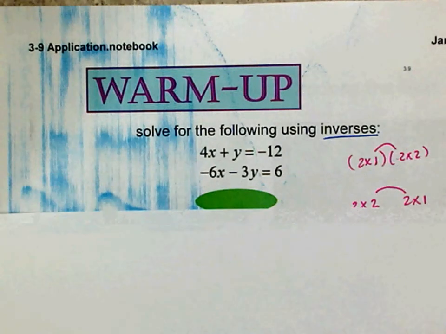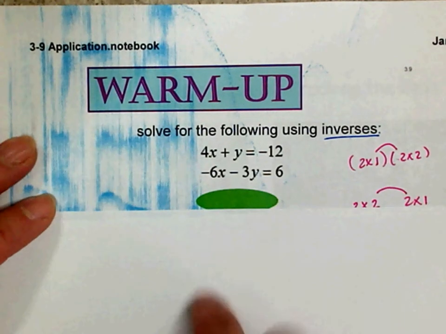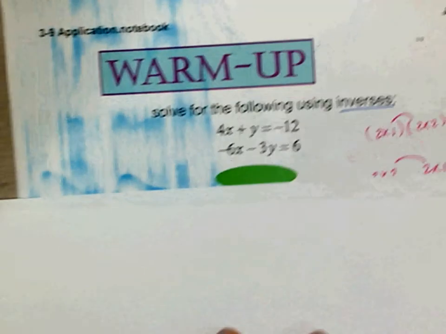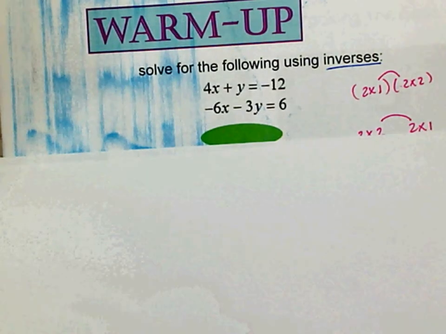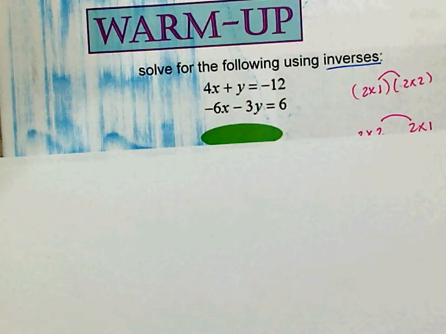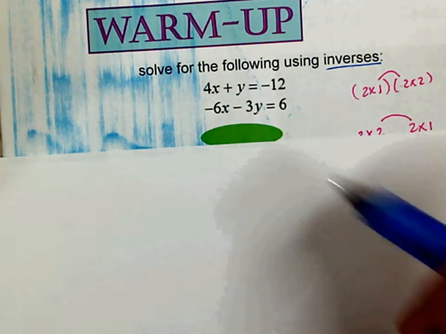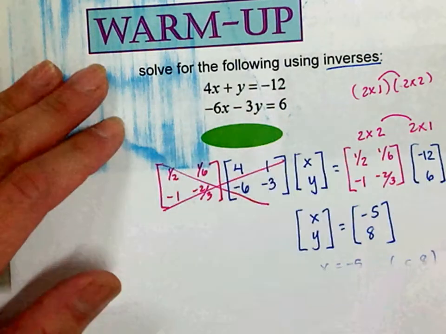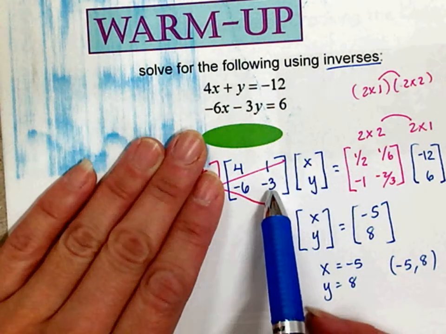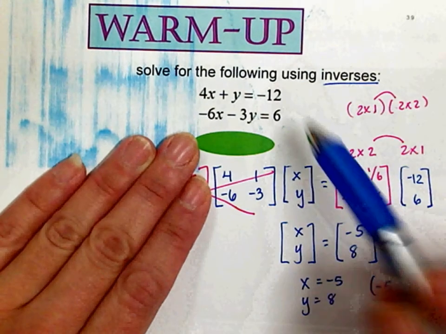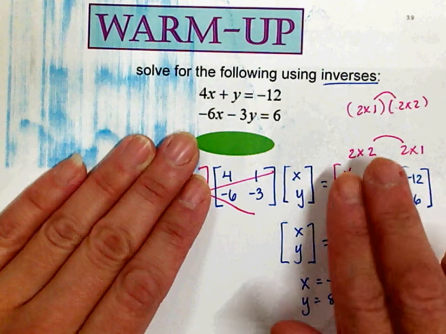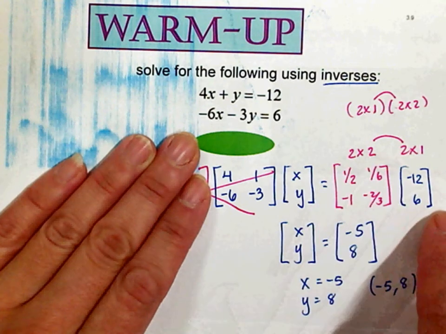Wanted to talk to you a little bit about the warm-up for today. This is solved by using inverses. So this right here is like your 3.7, okay? To do that, you're going to have to set up your matrix, your coefficient matrix, which I have right here, okay? And then you set up your variable matrix. You got your x and your y. Leave yourself a space, and then you write your constant matrix, as you can see.